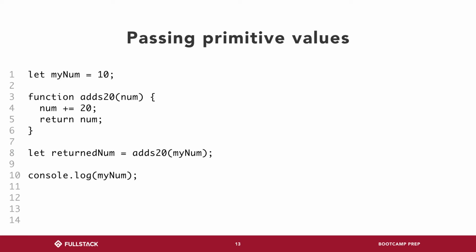It's a little complicated, so I'm going to say it one more time. The value of mynum, which is 10, is being passed into the function adds 20. And what that function returns is being assigned to the variable return num. So when we console log mynum, well, we'll get there in a second. When we console log mynum, what do you think is going to happen?